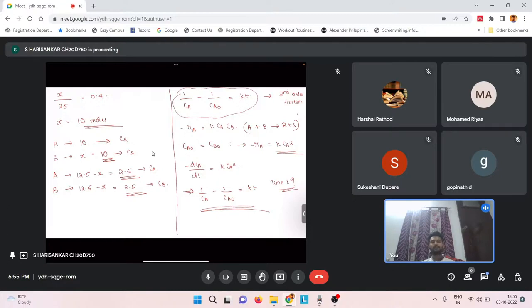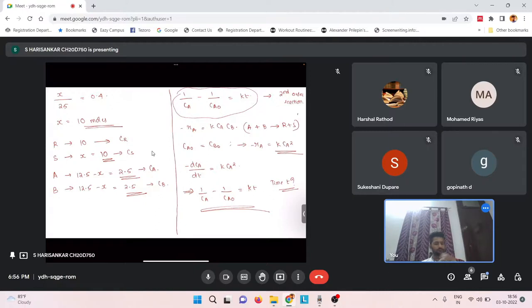Now the rate equation is minus Ra equal to k Ca Cb, and we just learned the case for a reaction like this where there are two reactants in a second order reaction. If the initial concentrations are the same, then we can approximate this reaction rate minus Ra from k Ca Cb to k Ca square.